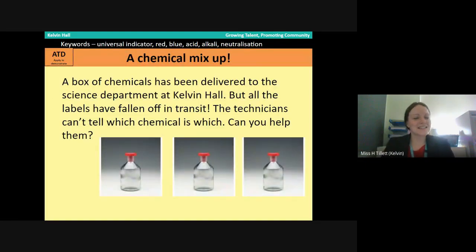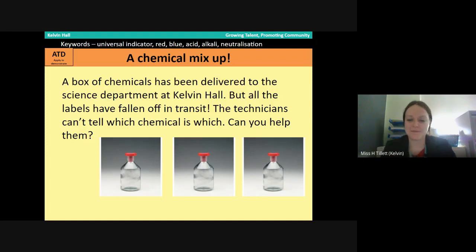Okay, the last little bit of the lesson then. I'd like you to write these answers again on your line paper. So well done for completing the worksheet. We're going to go back to the line paper. Now, we've had a scenario today. You'll never guess what. A box of chemicals has been delivered to science today at Kelvin, but all the labels have fallen off in transit. The technicians who are in charge of setting up all our chemicals can't tell which chemical is which. I would like you to help them.